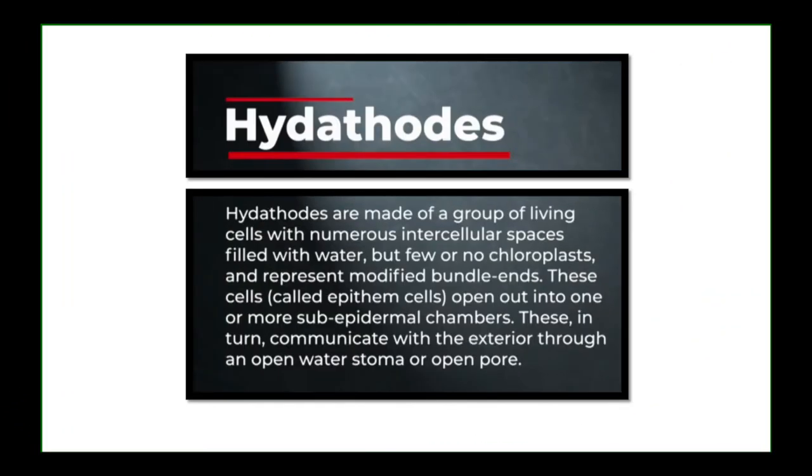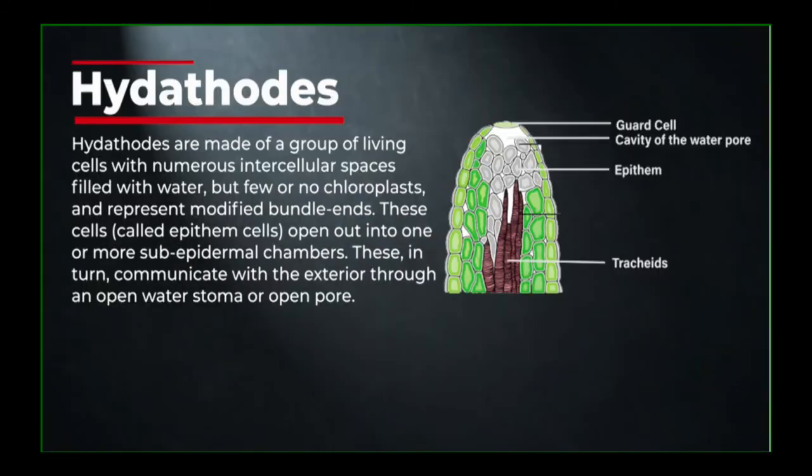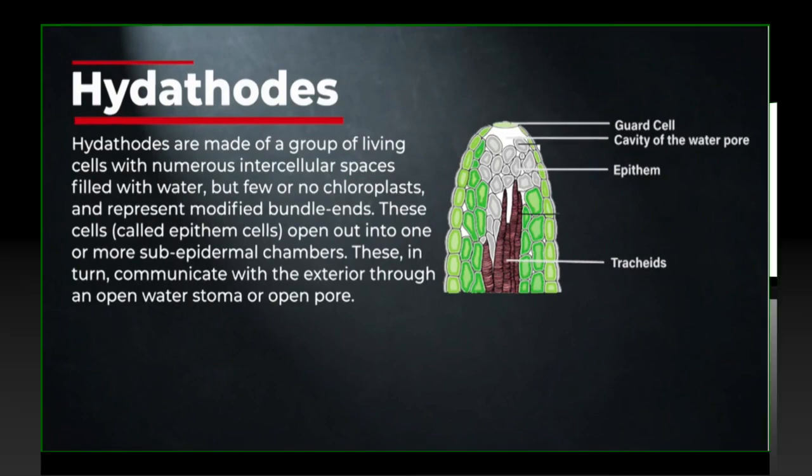Hydathodes. Hydathodes are made of a group of living cells with numerous intercellular spaces filled with water, but few or no chloroplasts, and represent modified vein ends. These cells, called epithem cells, open out into one or more subepidermal chambers. These, in turn, communicate with the exterior through an open water stoma or open pore.